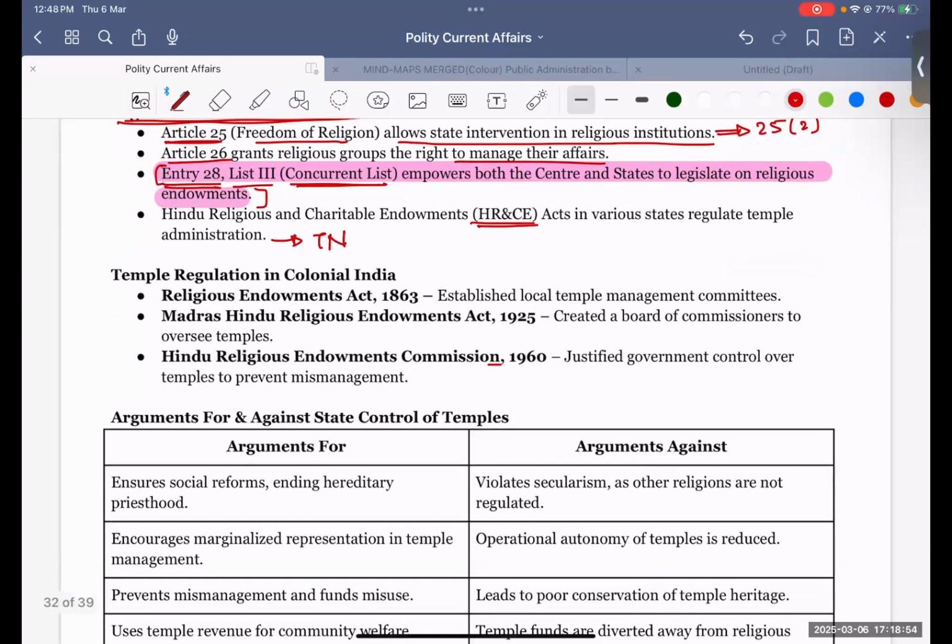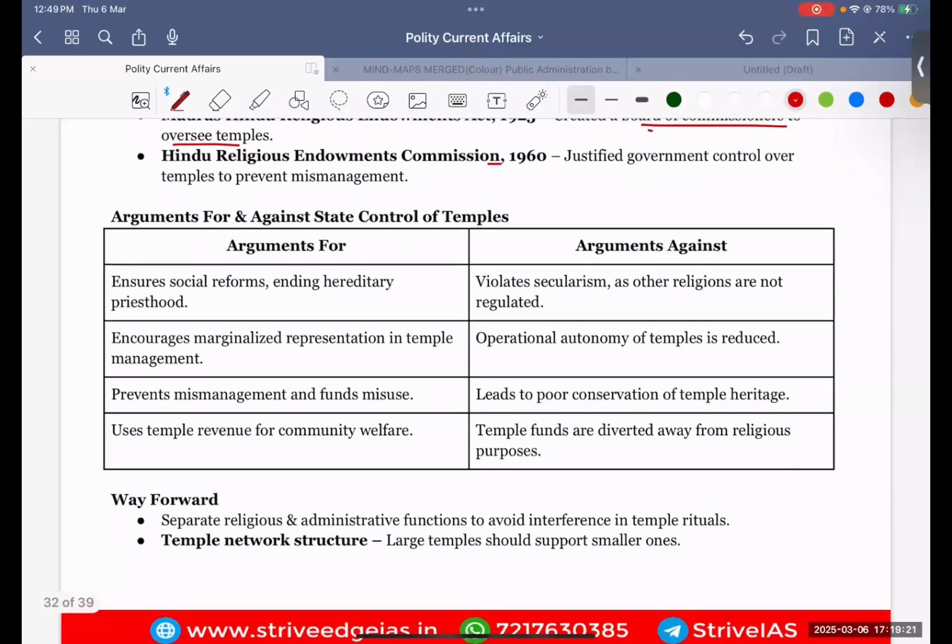We have seen temple regulation in colonial India as well. The Religious Endowment Act in 1863, which established local temple management committees. Then the Madras Hindu Religious Endowments Act 1925, which created a board of commissioners to oversee temples. The Hindu Religious Endowment Commission 1960, which justified government control over temples to prevent mismanagement. Here there are some arguments for why state intervention is necessary, and why it shouldn't be done.